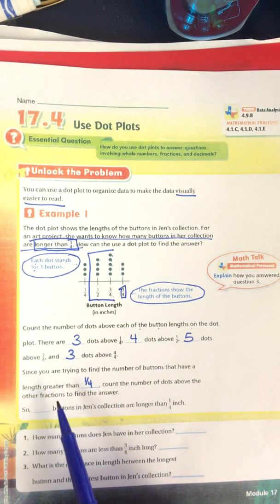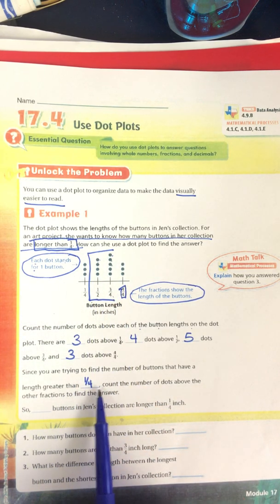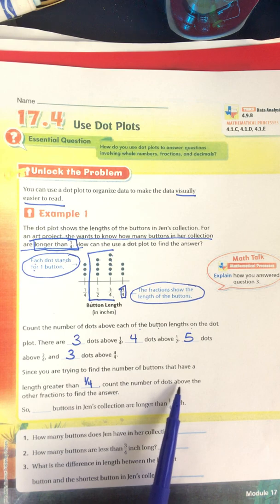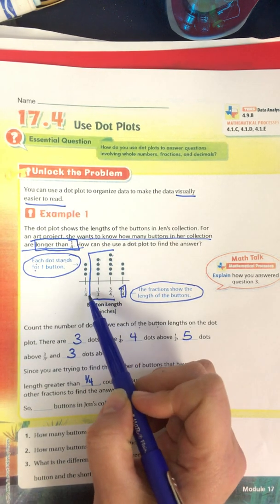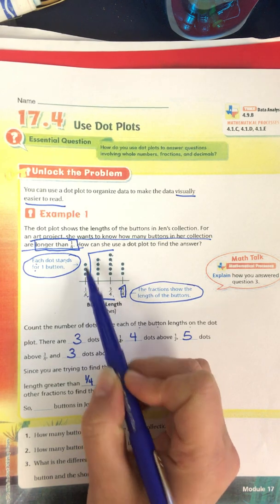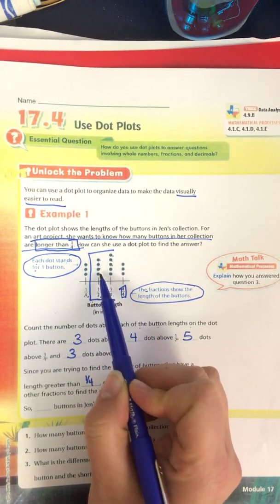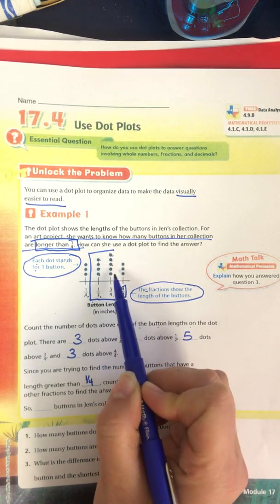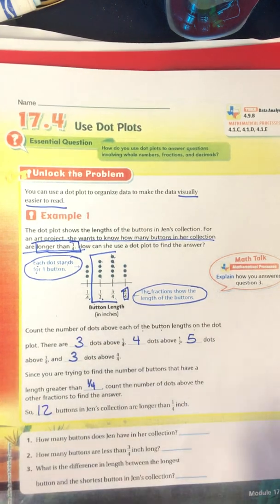So when I visually looked, I just separated that in my eyes. Greater than 1/4, count the number of dots above the other fractions to find your answer. We know 1/2 is bigger than 1/4, so we're going to look at everything above that's greater. There's 1, 2, 3, 4, 5, 6, 7, 8, 9, 10, 11, 12. So 12 buttons in her collection are longer than 1/4 of an inch.